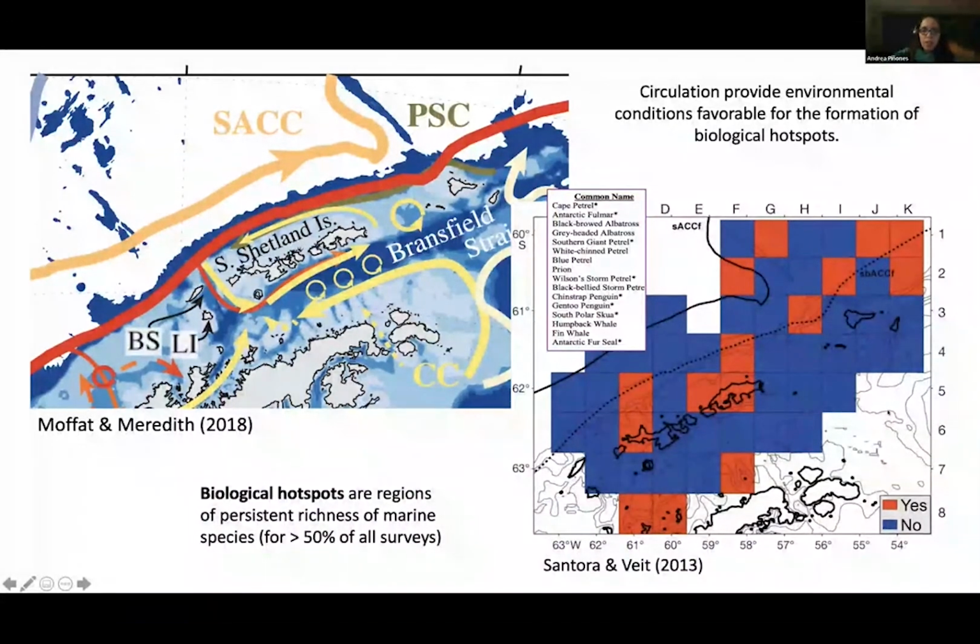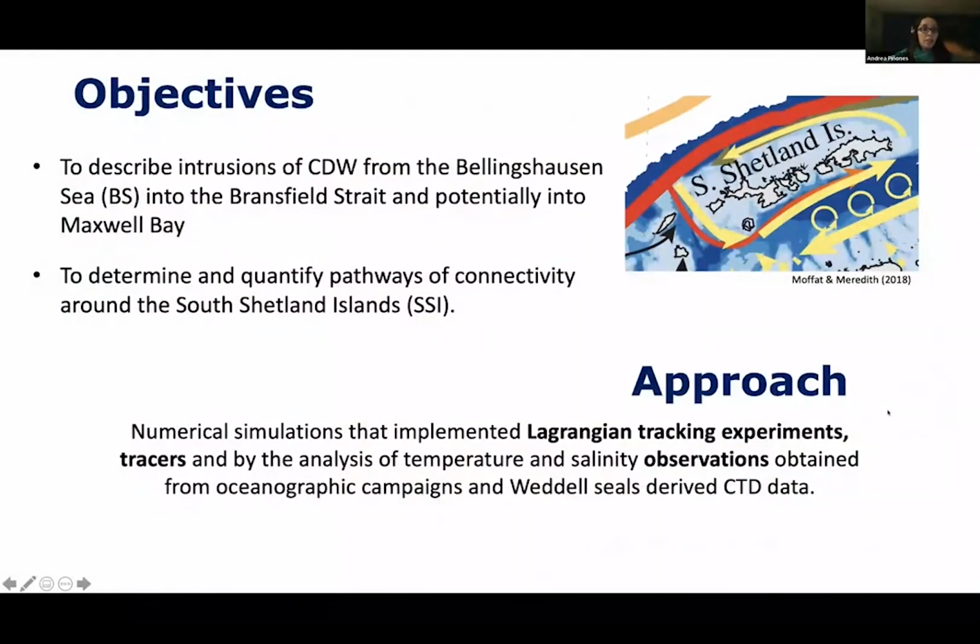And so this is what we wanted to accomplish in this study. The objectives were to first describe the intrusions of circumpolar deep water from the open ocean, from the Bellingshausen Sea into the Bransfield Strait, and potentially into the embayment that we are interested in, which is Maxwell Bay. And also we were interested in determining and perhaps quantifying pathways of connectivity around the South Shetland Islands.